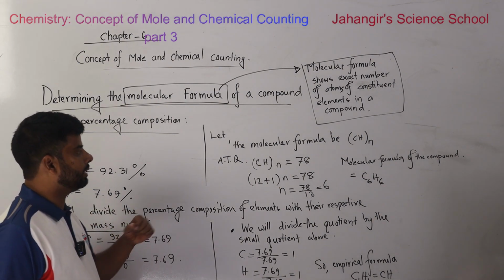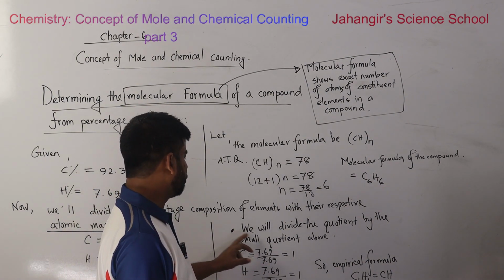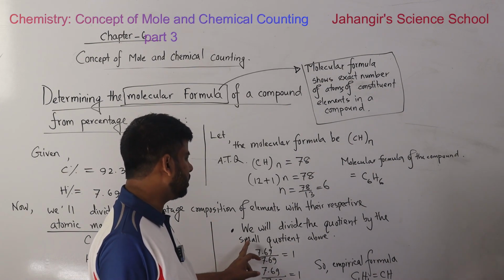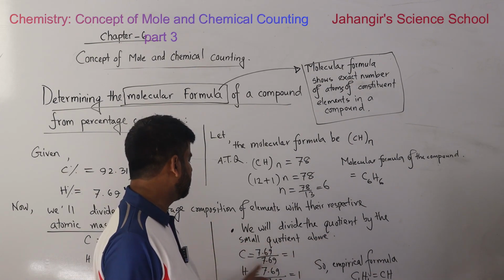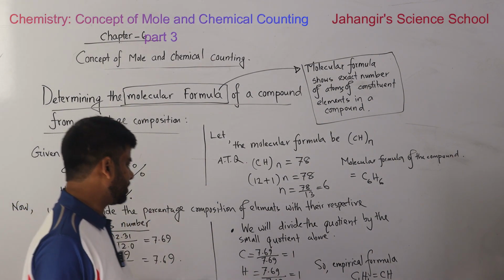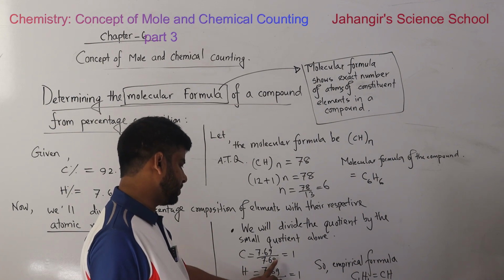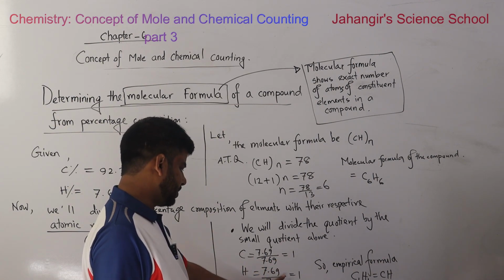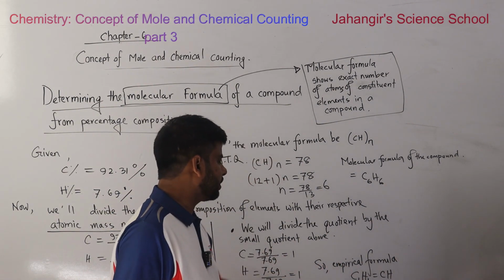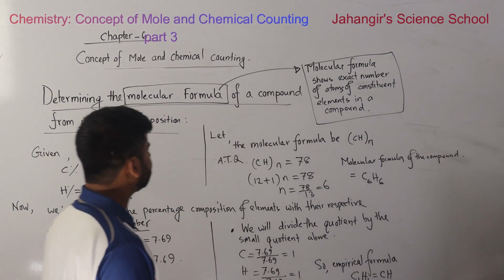So 7.69. Now we divide each quotient by the smallest quotient above. The smallest is 7.69, and both are 7.69. So carbon is 7.69 divided by 7.69, which is 1, and hydrogen is 7.69 divided by 7.69, which is 1. So the empirical formula is C1H1, that is CH.